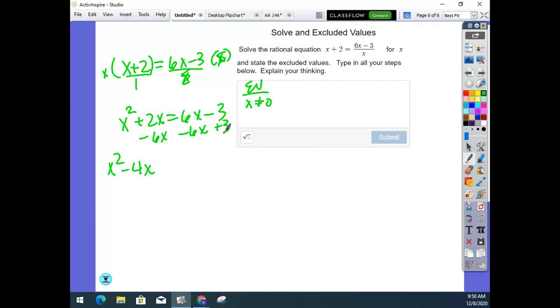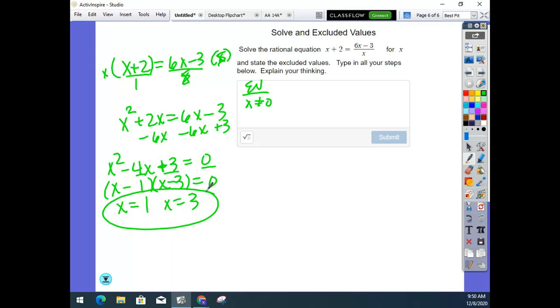Then we have to add the 3 so that the right side equals 0. Then I can factor to find my zeros. X and x, factors of 3 that add to get 4. Well, my only factors are 1 and 3, and to get negative 4, I need a negative 1 and negative 3. My 2 solutions are x equals 1 and x equals 3. Neither one match the excluded value, so they're both good.